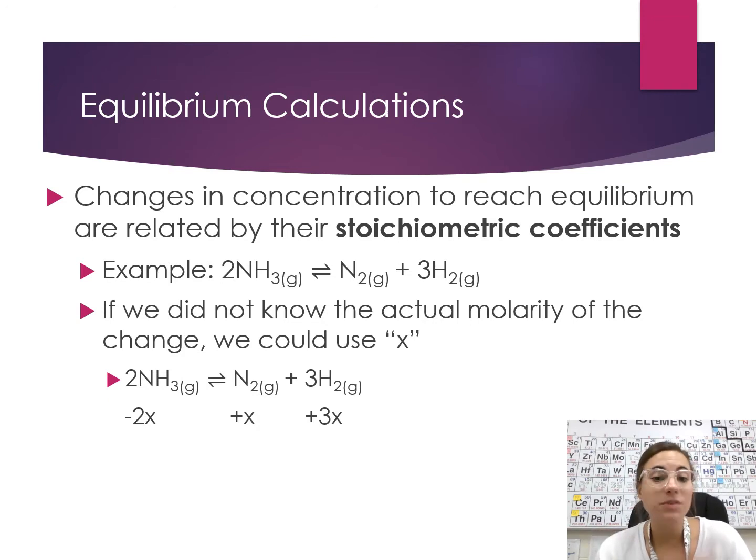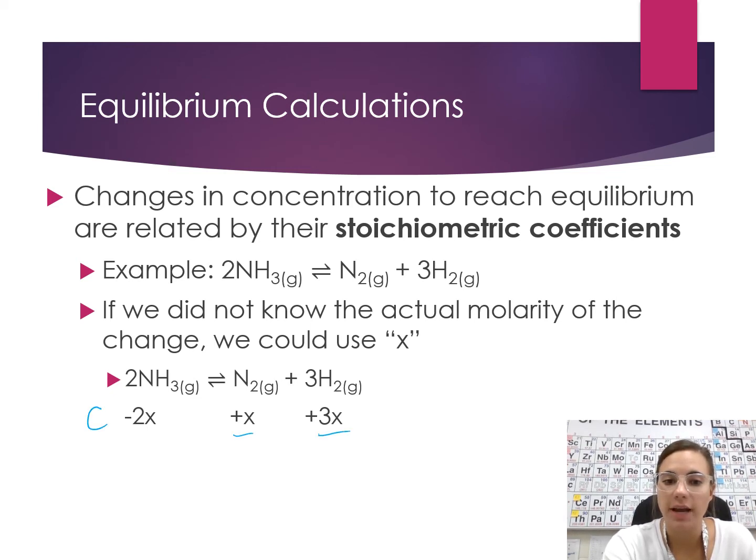In a lot of problems, we're not going to know the exact change. So instead, we are going to use X as a variable to stand in for that amount. So in this case, then, instead of having that 0.11, we just have in our change row plus X plus 3X minus 2X, okay?